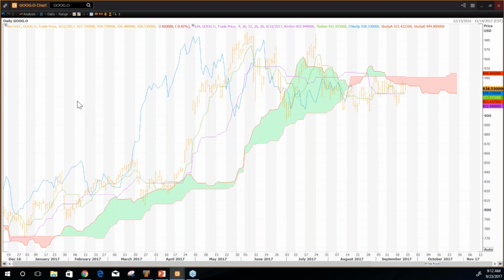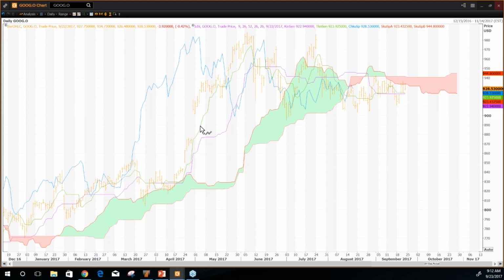So here, we're looking at a basic Google chart with Ichimoku indicators applied. And most people will look at this and say, this is really daunting, and the fact is it kind of is. Each of these indicators, there's 5 indicators that represent 4 pieces of information.